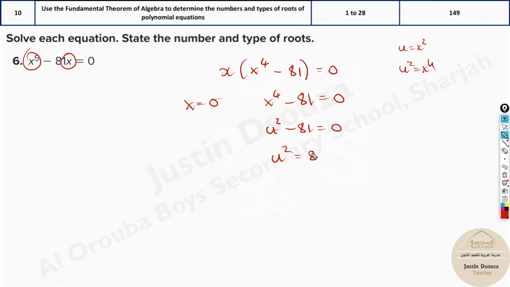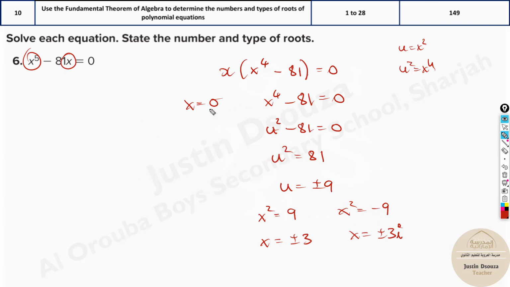U squared is equal to 81. Take the square root on both the sides, u becomes plus or minus 9. Now what is u? U is x squared. So x squared is equal to plus 9, x squared is equal to minus 9. Now again take the square root on both the sides. X becomes plus or minus 3, x becomes plus or minus 3i. Why is this i? Because it's negative over here.